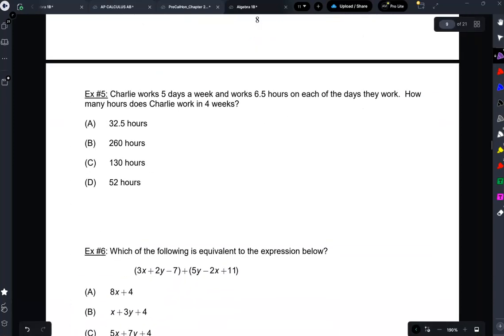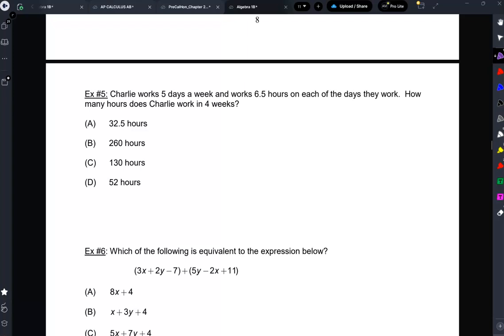Charlie works 5 days a week, and he works 6.5 hours each day. How many hours does Charlie work in 4 weeks? So I'm going to give you 1 minute to do this. On your marks, get set, go. 1 minute.